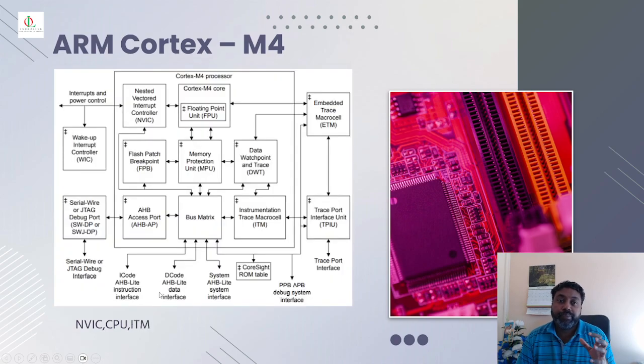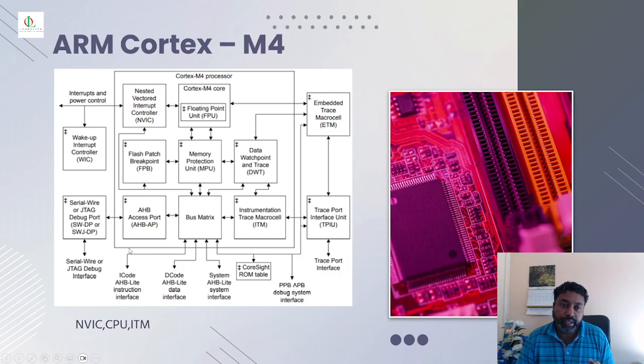And this is the in-depth bus connections inside the Cortex-M4. As you can see, the whole core sits with the NVIC and the floating point unit, and that's the main core with the FPU. It has its memory protection, the data watchpoint and trace. It has the embedded trace macrocell, the trace port interface unit, and all the bus matrix that starts with I-code, D-code, and system bus.